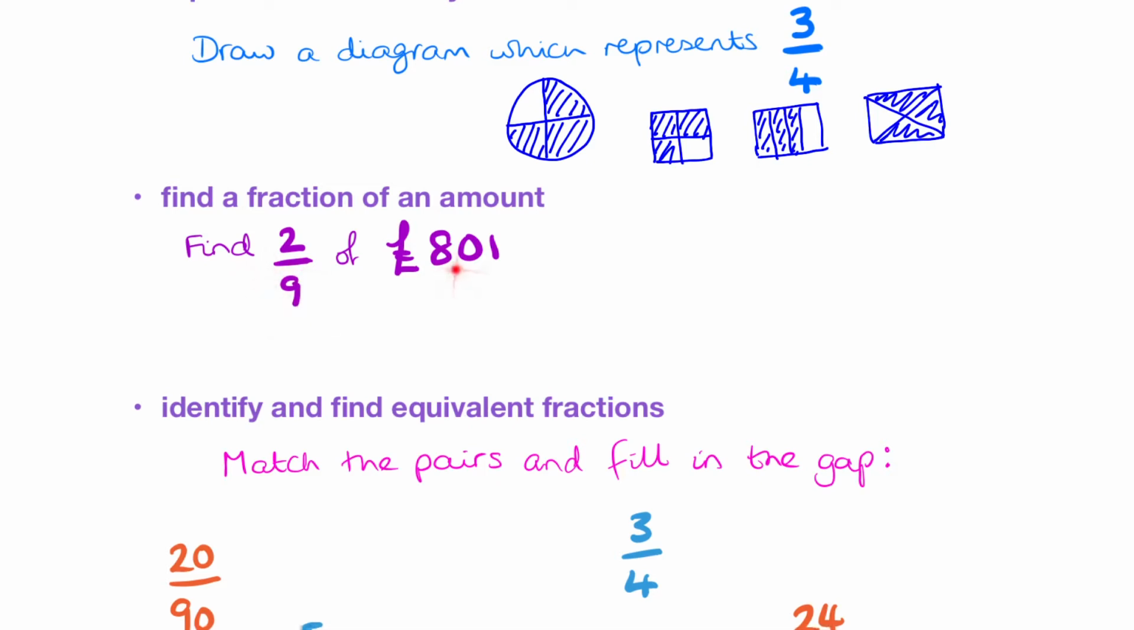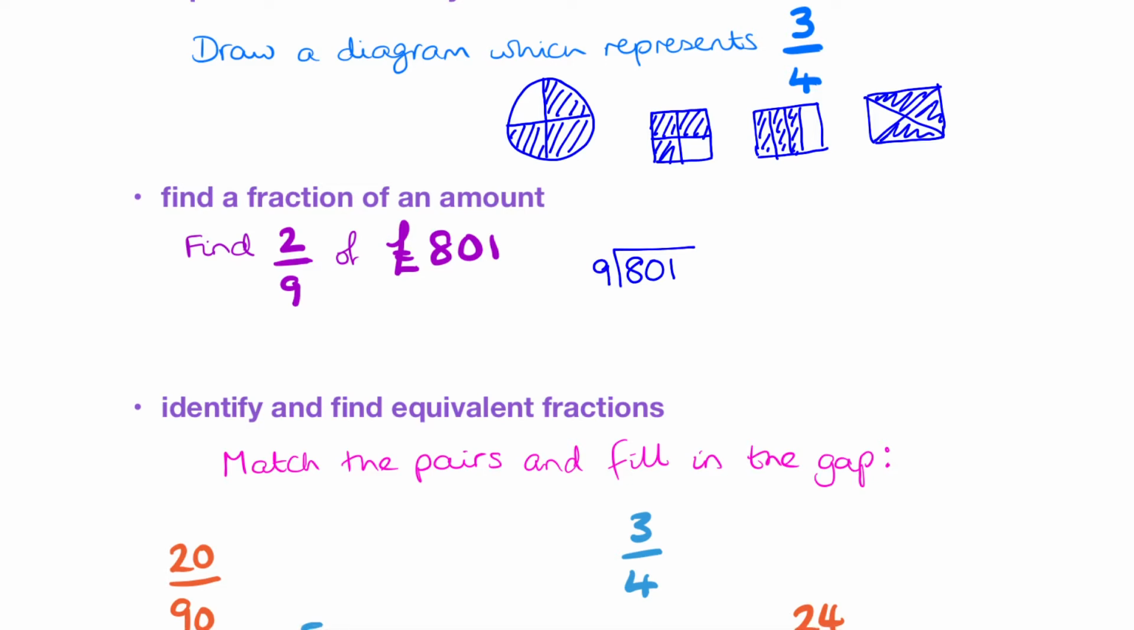So we need to split 801 into 9 equal pieces by dividing, and that will give us 1/9, and then we need to times that by 2 to get 2/9. Okay, so we're going to take 801, basically divide by 9 and then times by 2. So 801 divided by 9 using bus stop method.